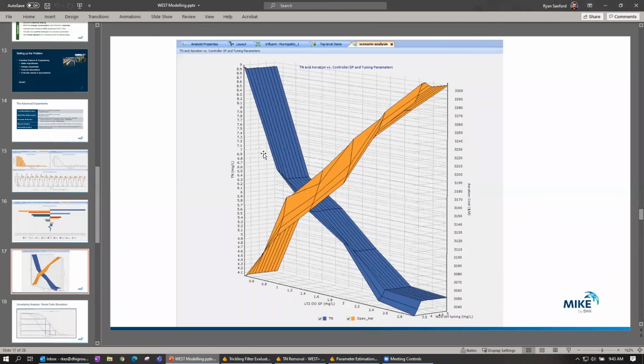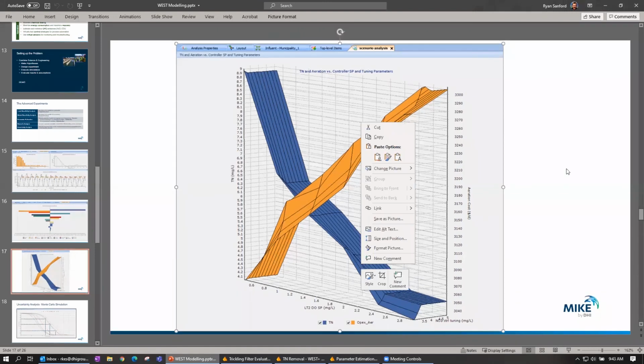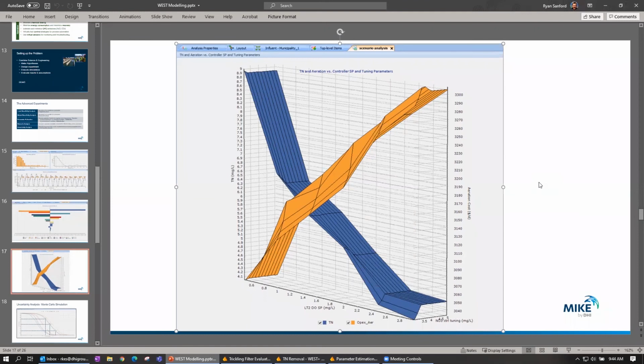So while it doesn't tell you how to operate the plant, right? It shows you the diverging objectives, actually, but it informs how the plant can be run. Move that back.